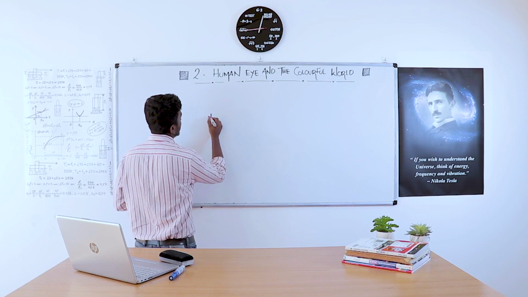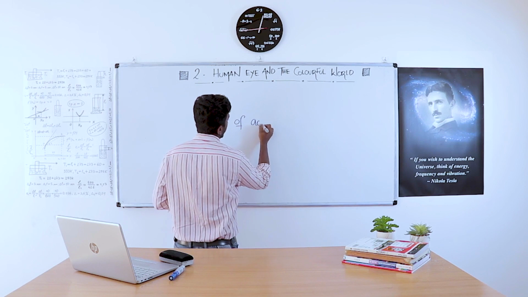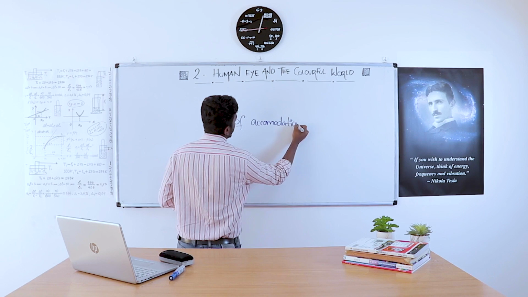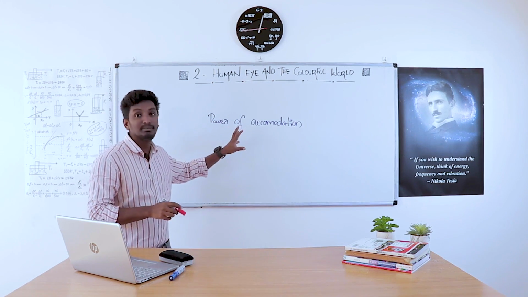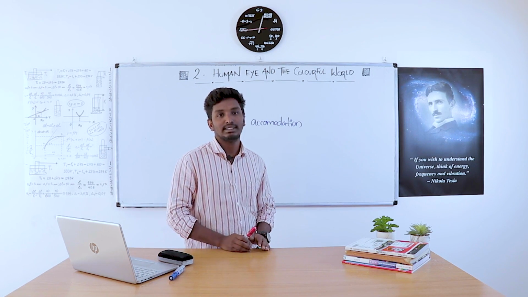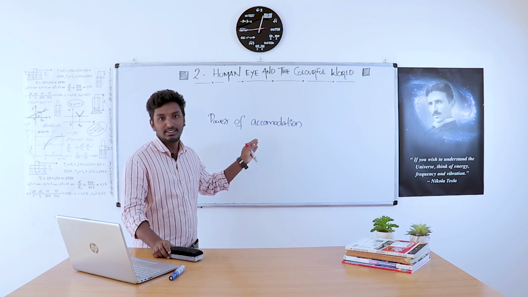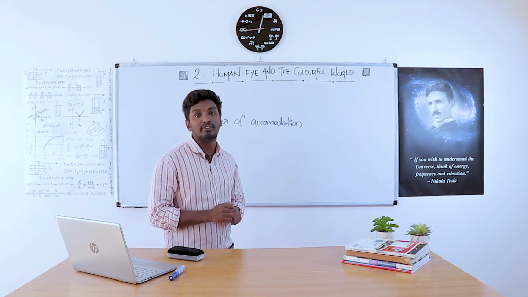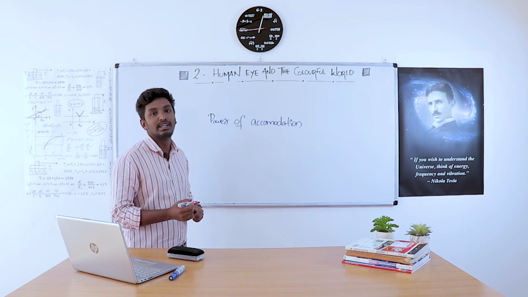Next topic that we are going to discuss is power of accommodation of the human eye. What do you mean by power of accommodation? It is simply the ability of the eye lens to change its focal length with the help of ciliary muscles. That's simply power of accommodation. The ability of the eye lens to change the focal length is called power of accommodation of the eye.